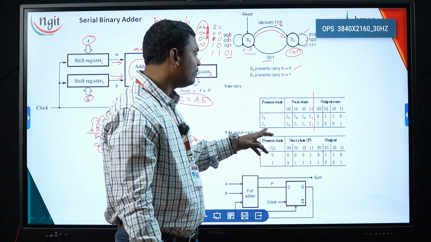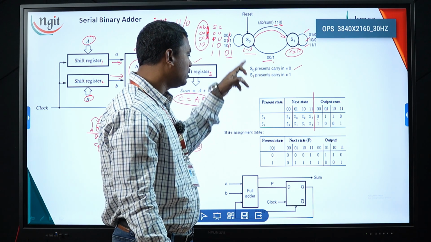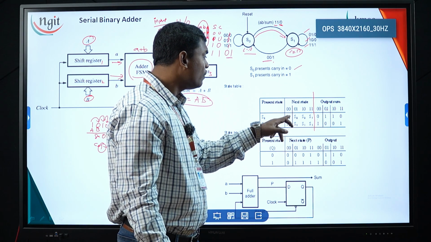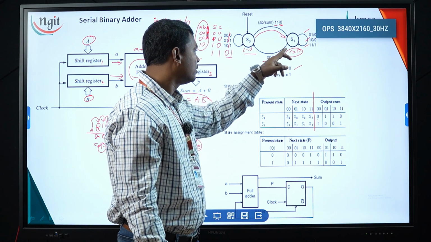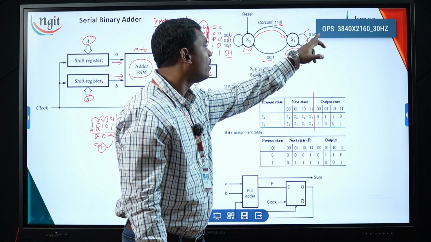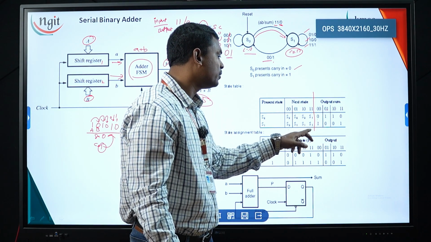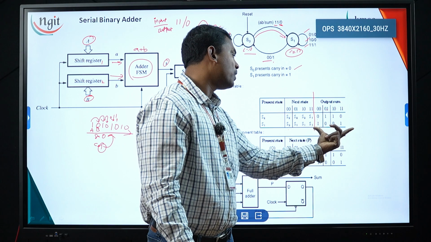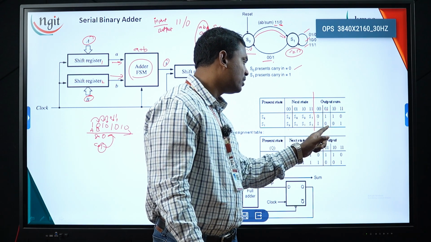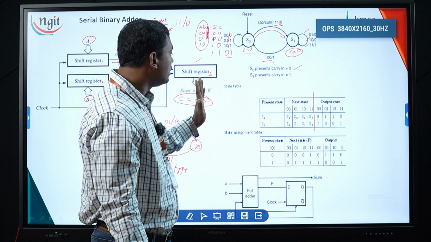Now for S1, what is the value? The next state of S1 is S0 for 0 0, so that's the reason S0 is written here. For 0 1, 1 0 and 1 1, for all these three cases it is remaining in S1 only, so that's the reason it is mentioned as S1 S1 S1. Now here the output of the sum value is 1 for 0 0, 0 for 0 1, 0 for 1 0, and 1 for 1 1. So this is the representation of the state table.